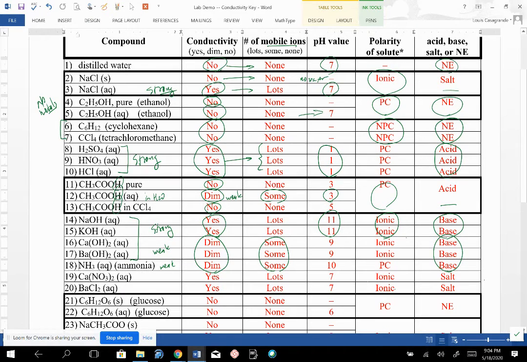This is where things are going to get interesting. The first two are ionic, but the ammonia is polar covalent, and how that becomes a base is going to be an interesting story we'll talk about. We'll see it a little bit.